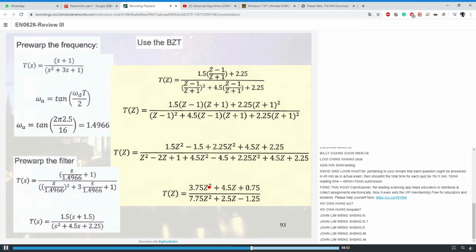I would say that this is actually not a correct transfer function because you still have this. This should be 1. Always make it 1. How do you do it? Your denominator is divided by 7.75, and the numerator is also divided by 7.75. Then you can get your transfer function.